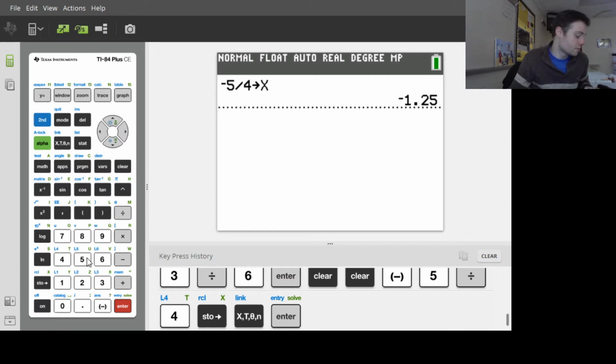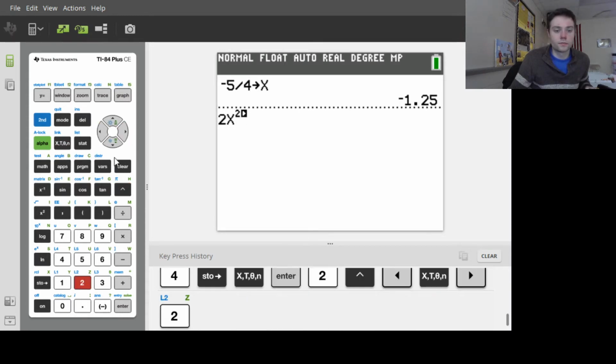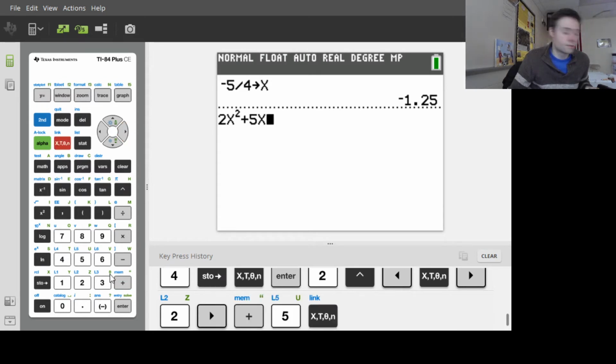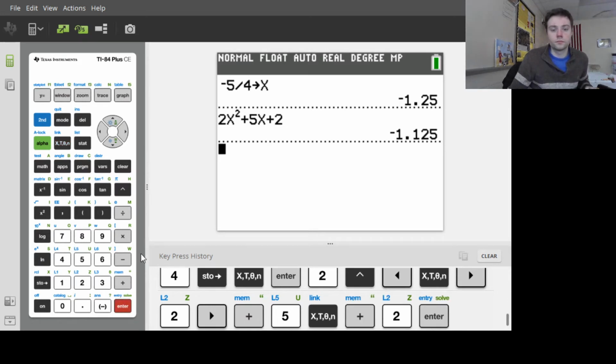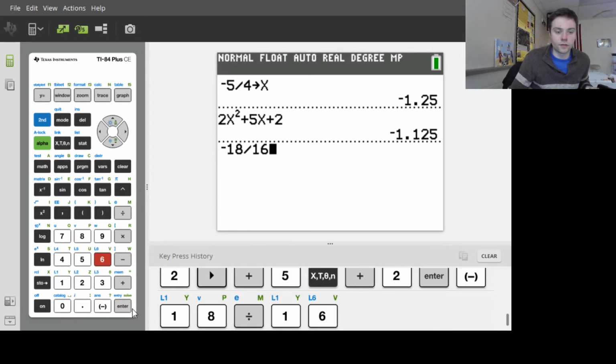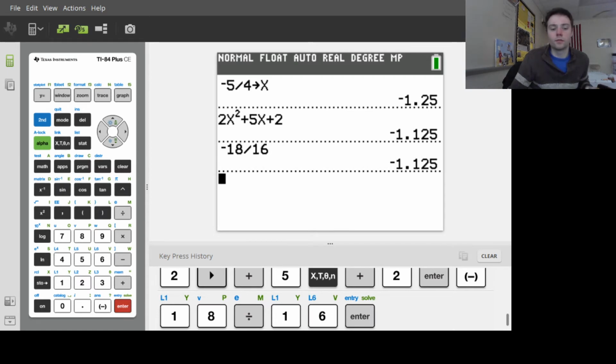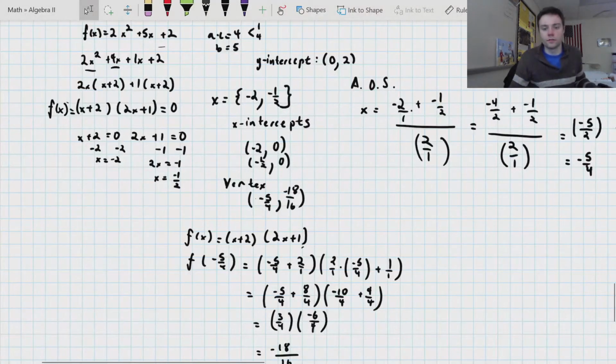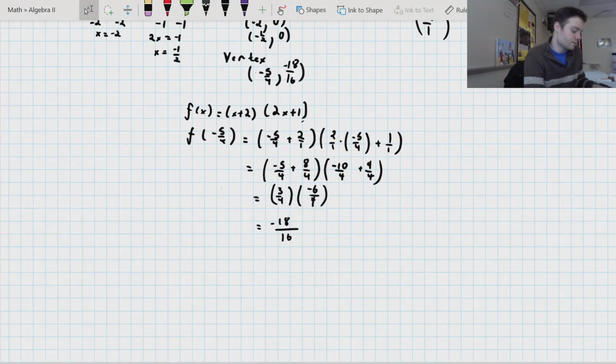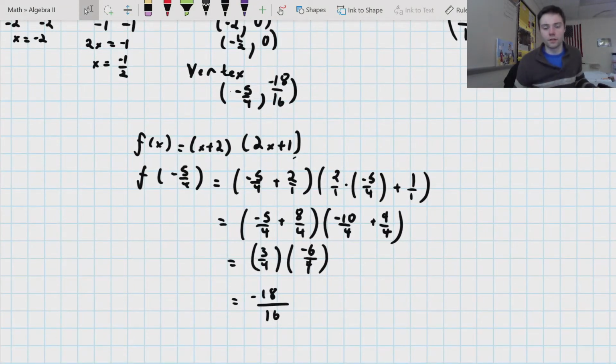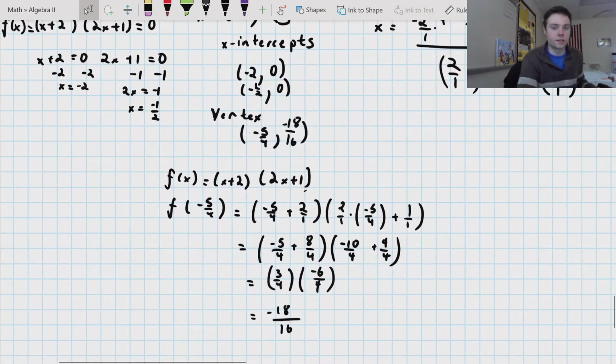So now I'm going to type in 2x squared. It's not working. X squared plus 5x plus 2. And we got negative 18 over 16, so let's just double check and make sure that that's equal. Yes, okay, so we're on the money. Let's make sure this is moving. Okay, that's moving, that's working. So before, whenever I used the calculator, it actually crashed. Okay, so now I can actually draw this graph out.